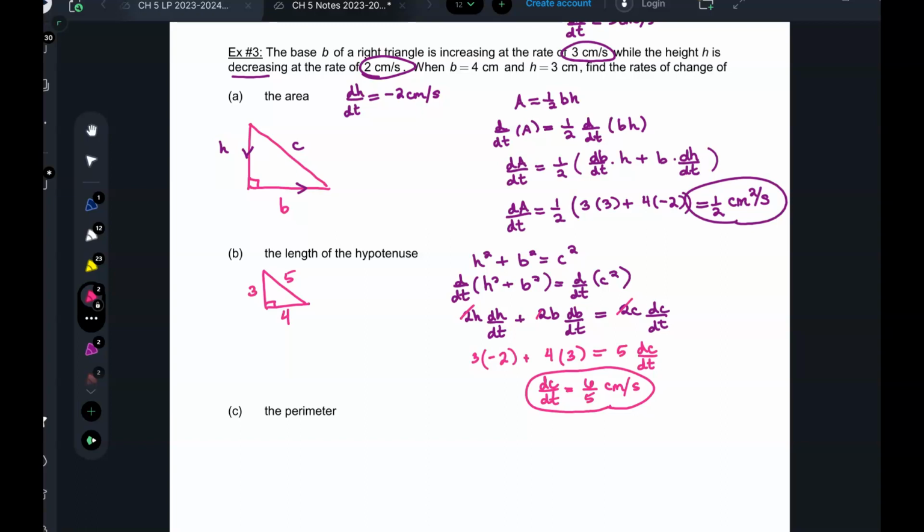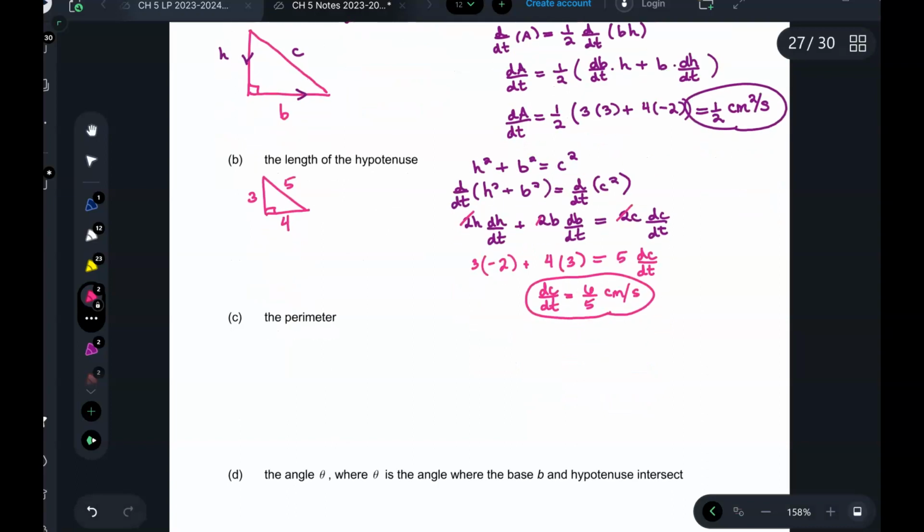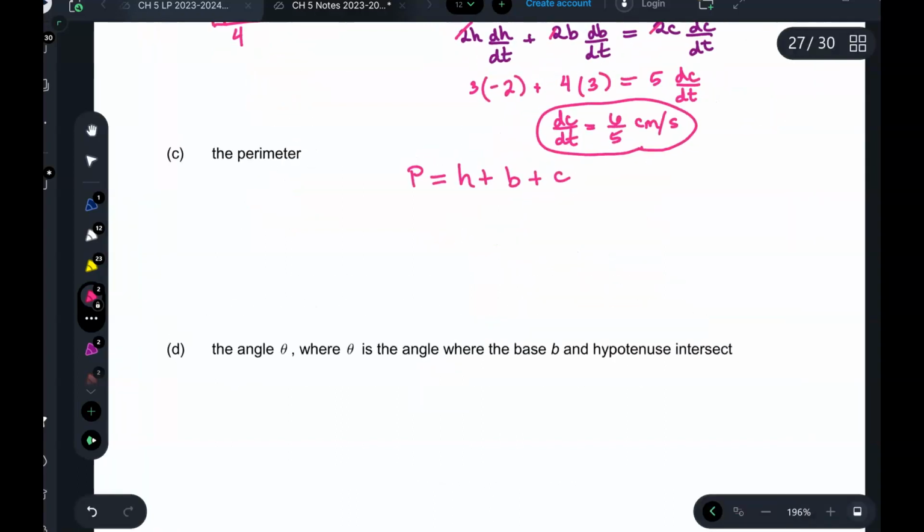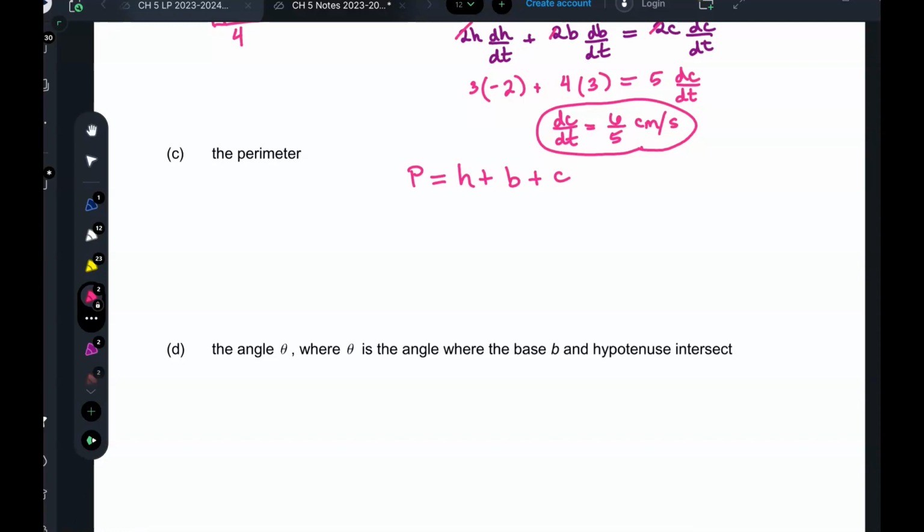So that means that the hypotenuse is getting bigger at 6/5 centimeters per second at that instant. Okay, last one, the perimeter. Well, what's perimeter? Just the base plus the height plus c. So it's just going to be h plus b plus c. And we just want to do the derivative of that. It's going to be dp dt equals dh dt plus db dt plus dc dt.